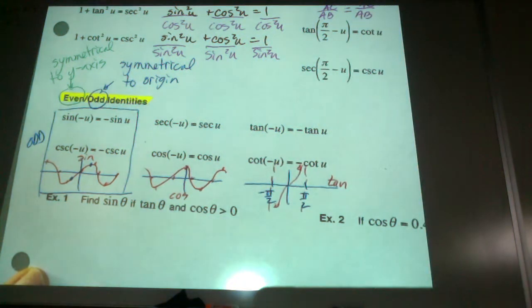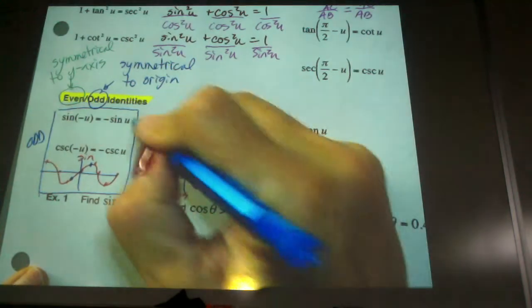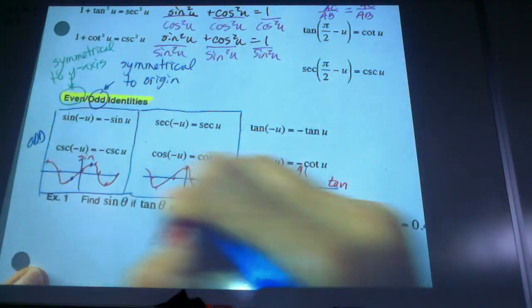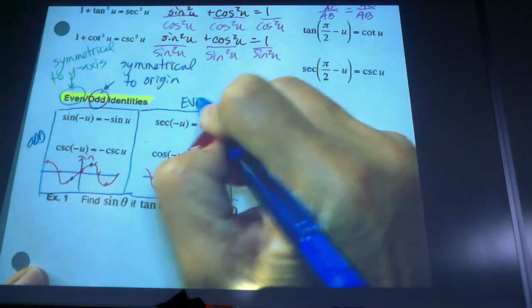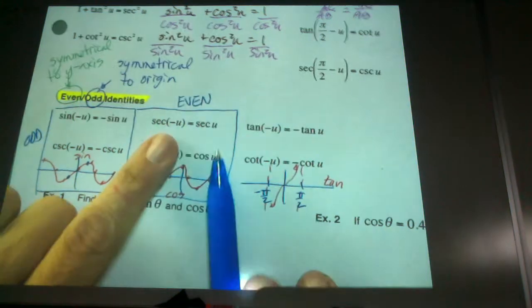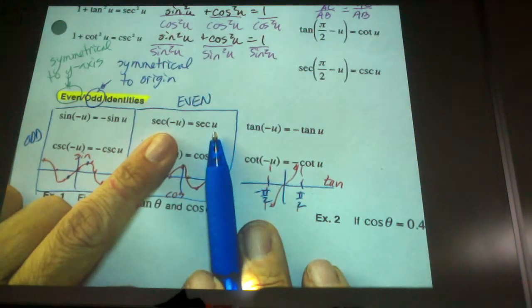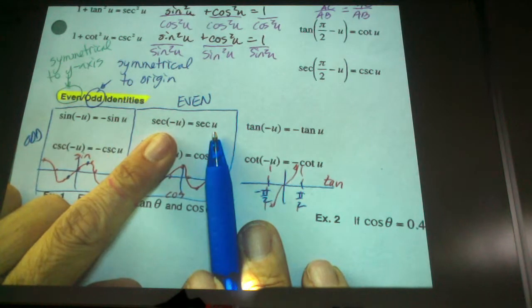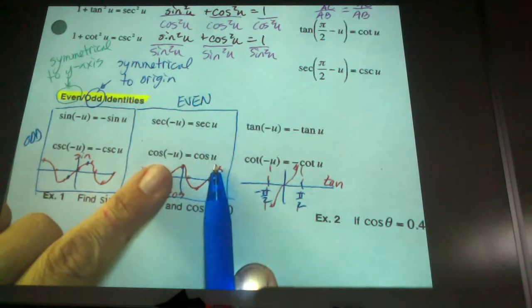Look at cosine. What is cosine symmetrical to? The y-axis. So that means it's a what? Even. And what this is saying is whether you have a positive angle value or a negative angle value, they will both have the same y value. They both have the same cosine.